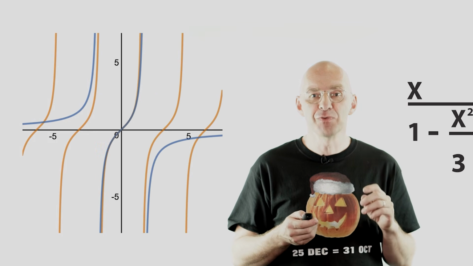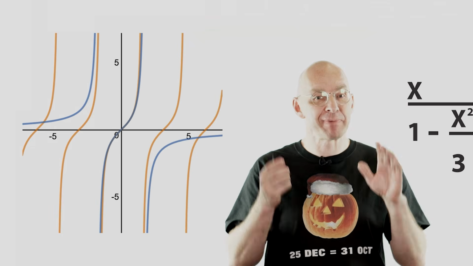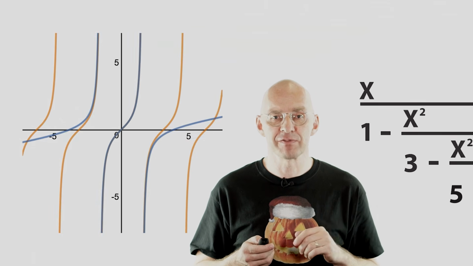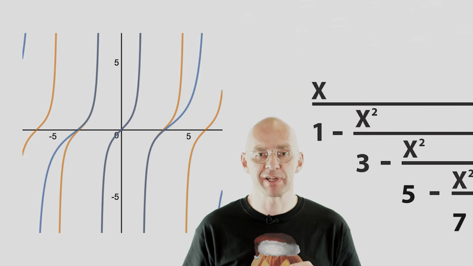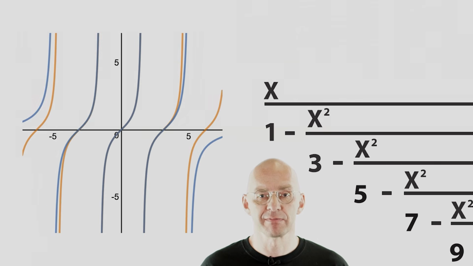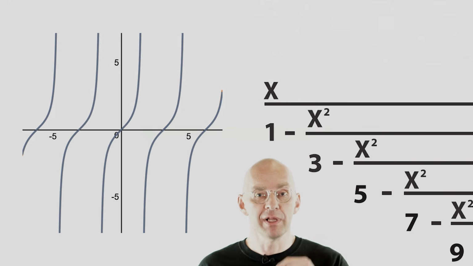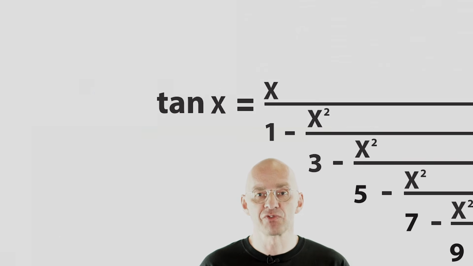Amazing, right? The new partial fraction approximates tan spectacularly well. Let's keep going. Third partial fraction, fourth partial fraction, fifth, and so on. Overall, these partial fractions converge to tan x, and it is in this sense that tan x really appears to be equal to the infinite fraction.